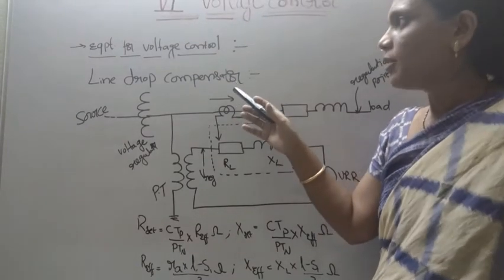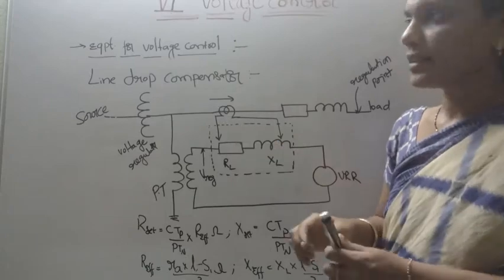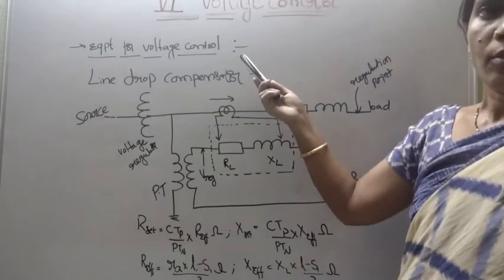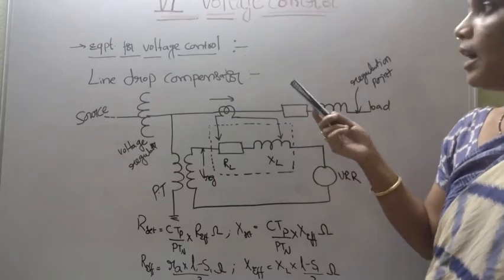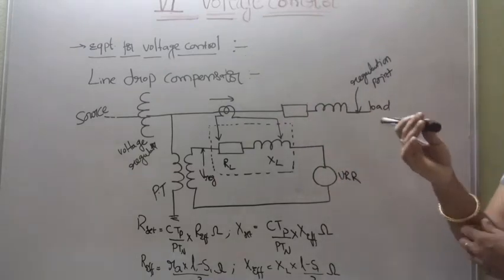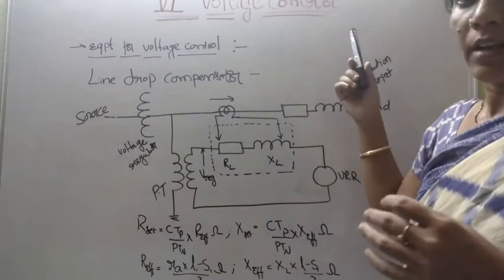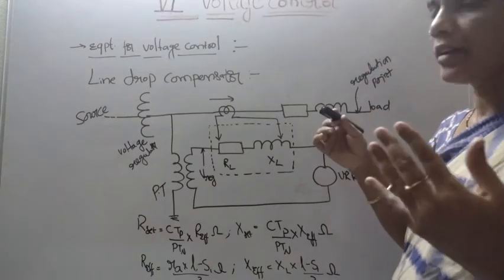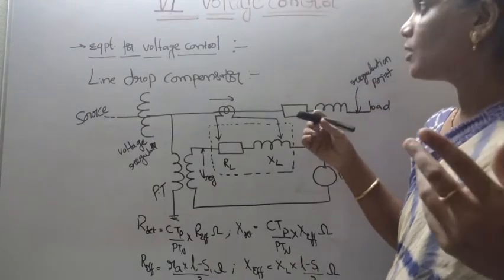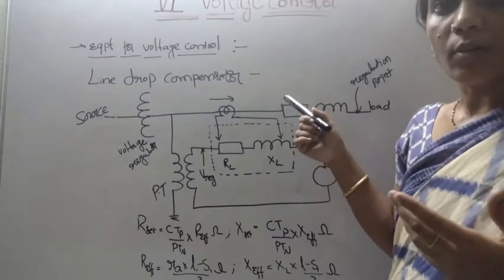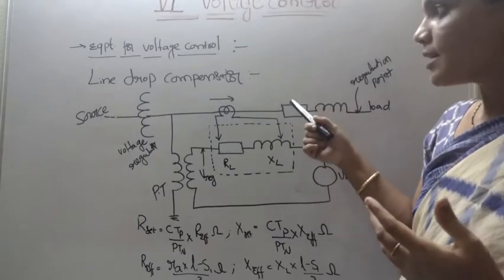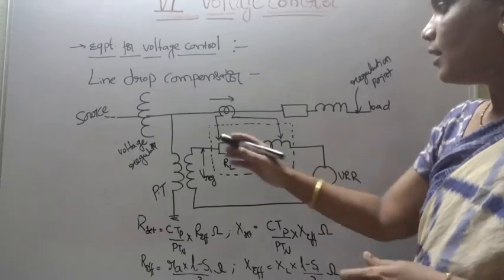In this lecture I would like to explain about the line drop compensator. This is one of the important pieces of equipment for voltage control. As I already said, voltage control is divided in two ways: internal voltage control and external voltage control. This device comes under external voltage control because of where it is located.